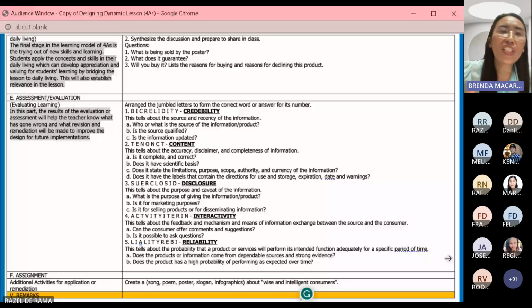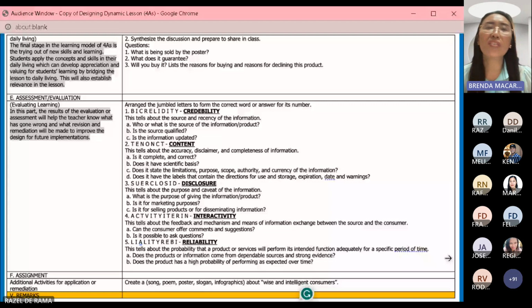So the final stage in the learning model of 4As is trying out the new skills. Ito na yung practical applications na binanggit ko po kanina, no? So students apply the concepts and skills in their daily living, which can develop appreciation and valuing for students learning, by bridging the lesson to their daily living. This will also establish relevance in the lesson. So, yung pangalawang activity, they need to synthesize the discussion and prepare to share it in class. So, may questions sila na dapat nasagutan.